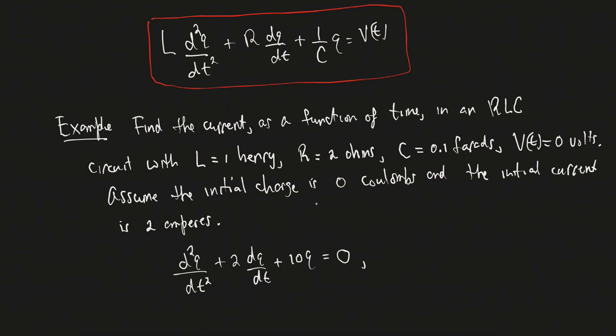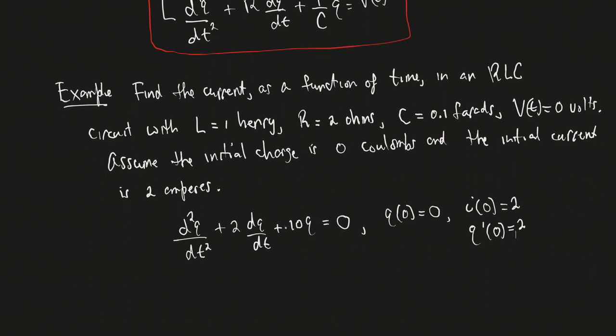And then let's write down our initial conditions. So the initial charge, that's Q of 0. We're told that there's no charge at time 0. And then the initial current, so I of 0 is equal to 2. But remember, we can state everything in terms of Q, because I is Q prime, the derivative of Q. So I can restate this and say that the derivative of my charge is equal to 2. And that way I have everything expressed in terms of the single dependent variable.